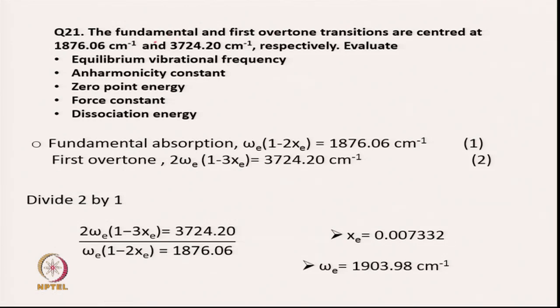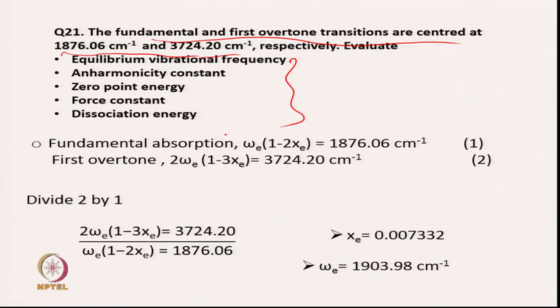The question is, the fundamental and first overtone transitions are centered at 1876.06 centimeter inverse and 3724.20 centimeter inverse respectively, and you have to calculate these 5 parameters. So, let us first start with fundamental absorption.